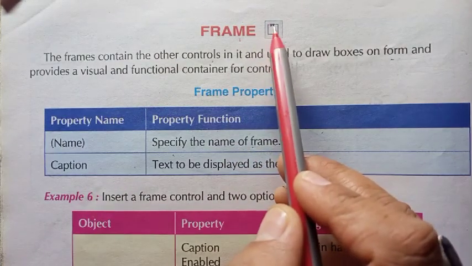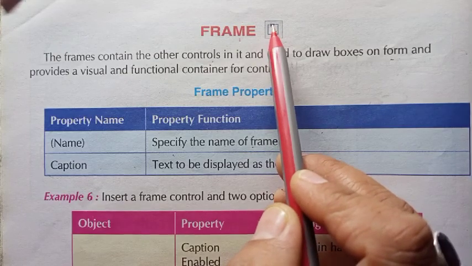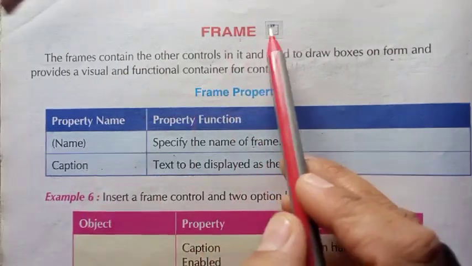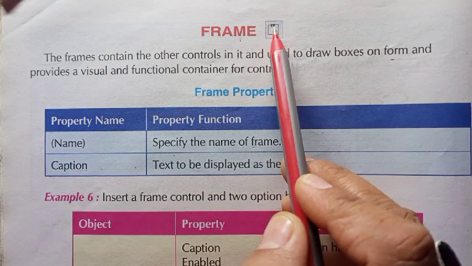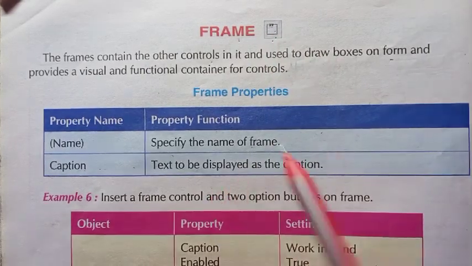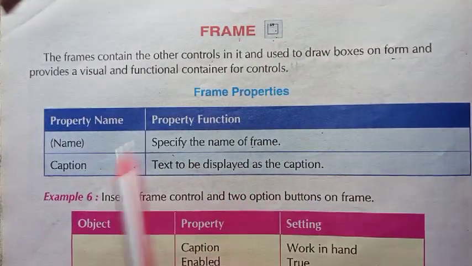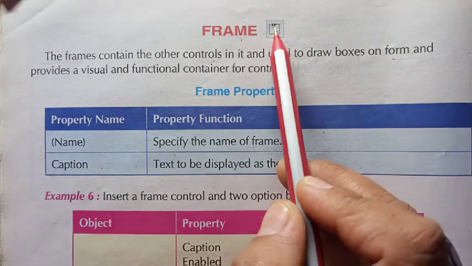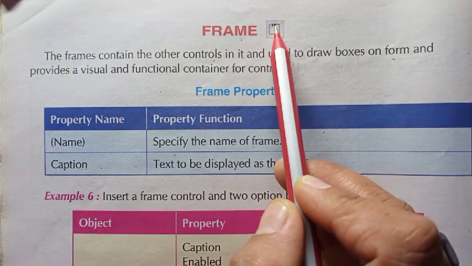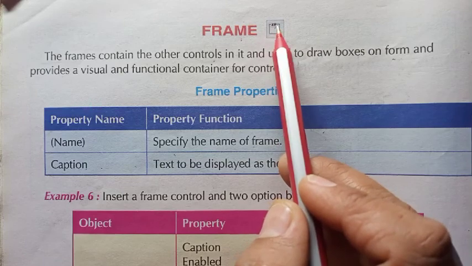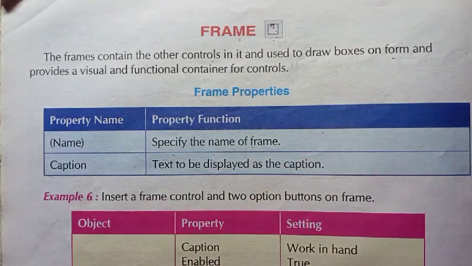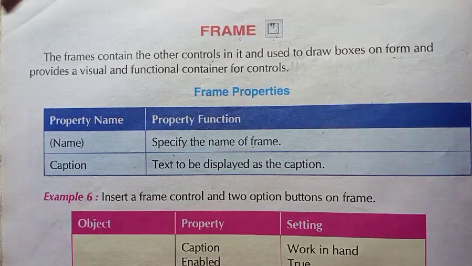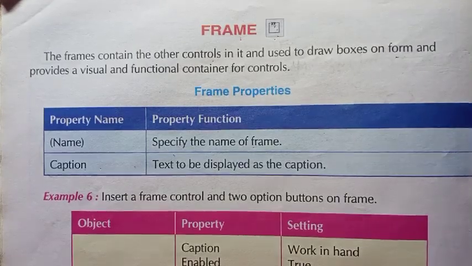Here you can see XY is given. When we use the caption property, this XY will be replaced with whatever we are going to use. Here in the caption it was written XY, so therefore XY is being displayed. If I write something else, then that name of the frame will be displayed over here. So let us see an example for this.